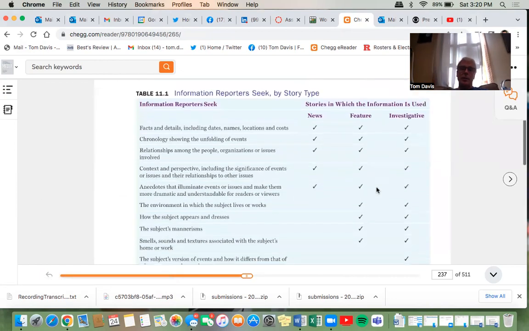Basically, it's a good idea to come up with some sort of checklist: the basic facts and details, including names, especially names, dates, and locations. I talk about the importance of depth, but there's also the importance of facts.